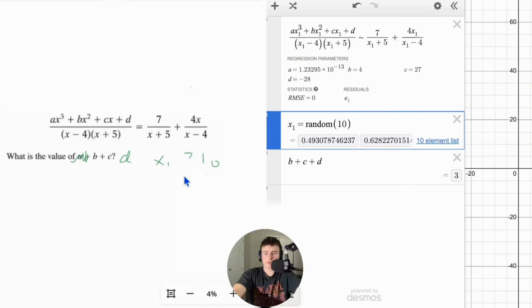That is how you do these equivalent expression type of questions. You literally just set them equal, define x1 as completely random numbers, and then it'll solve for b, c, and d, or whatever your constants are.